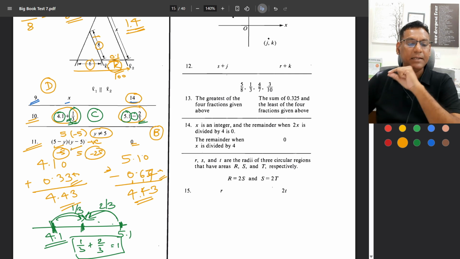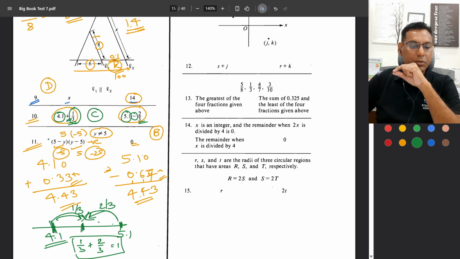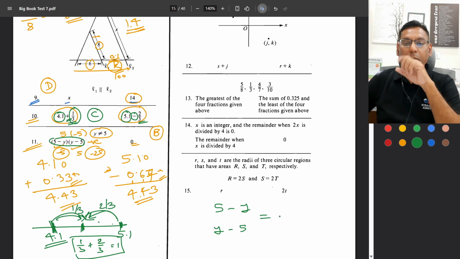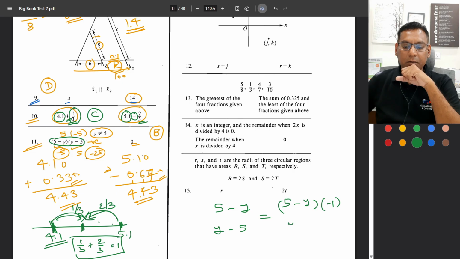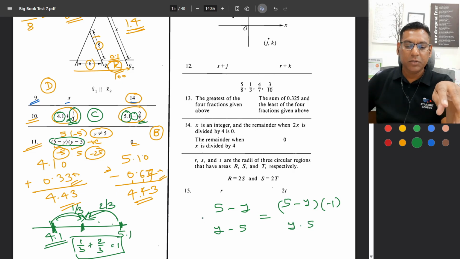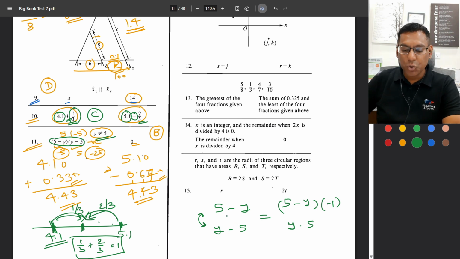The logic behind that is, look at this. That's the whole trick here. 5 minus y and y minus 5 are opposites of each other. When you multiply 5 minus y by minus 1, you get y minus 5. So they are negatives of each other. What that means is that one of them is positive, one of them is negative. They cannot be 0. Why? Because y is not equal to 5. In that case, they would have been 0. That case is eliminated. So one is a positive quantity, the other one is a negative quantity.